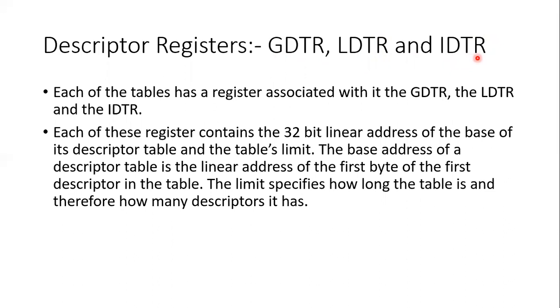Now, these registers contain the 32-bit linear address of the base of its descriptor table and the table's limit. What does this register contain? It will contain a 32-bit linear address of the base of its descriptor table, wherever the descriptor table's base address is, and also the register will contain the limit of the table. So the base address of a descriptor table is the linear address of the first byte of the first descriptor in the table.